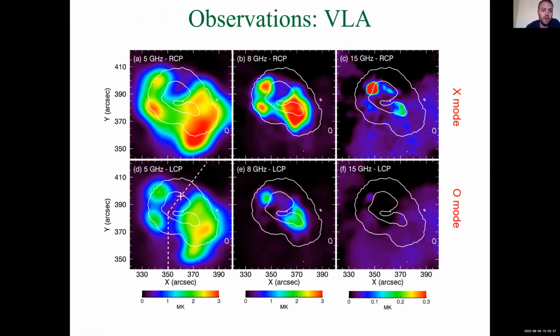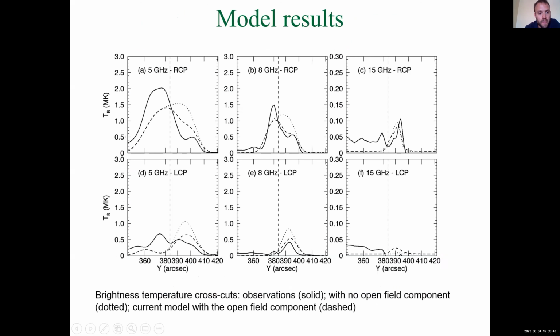So if we look not at the image, but the actual cross section, for these cross sections, the dotted line is what you would have with only the bulk atmosphere, and the dashed line is what you get with this additional component of cold atmosphere along the open field lines, and the solid line is what you have observed. And we can see, for example, in the 8 gigahertz, the match is actually really good. We also reproduce this increase in 15 gigahertz.